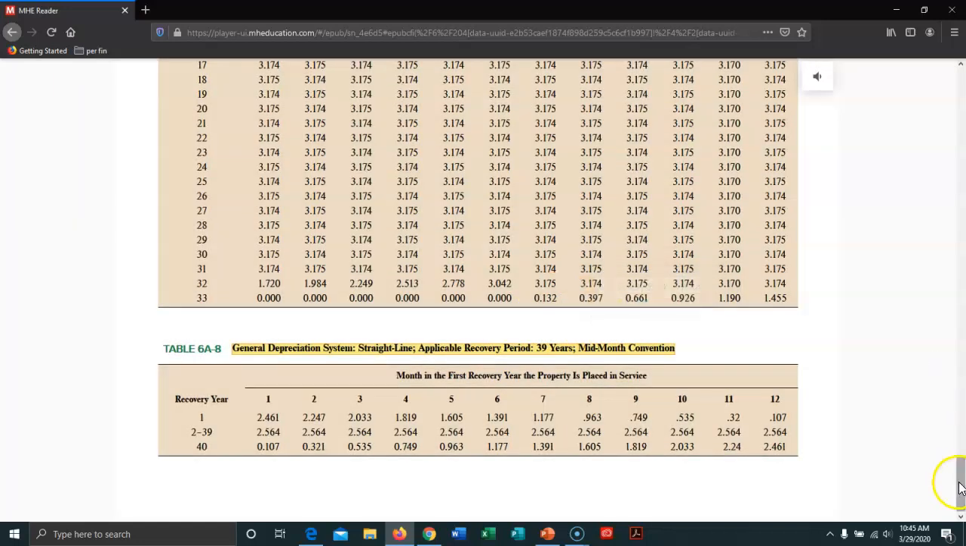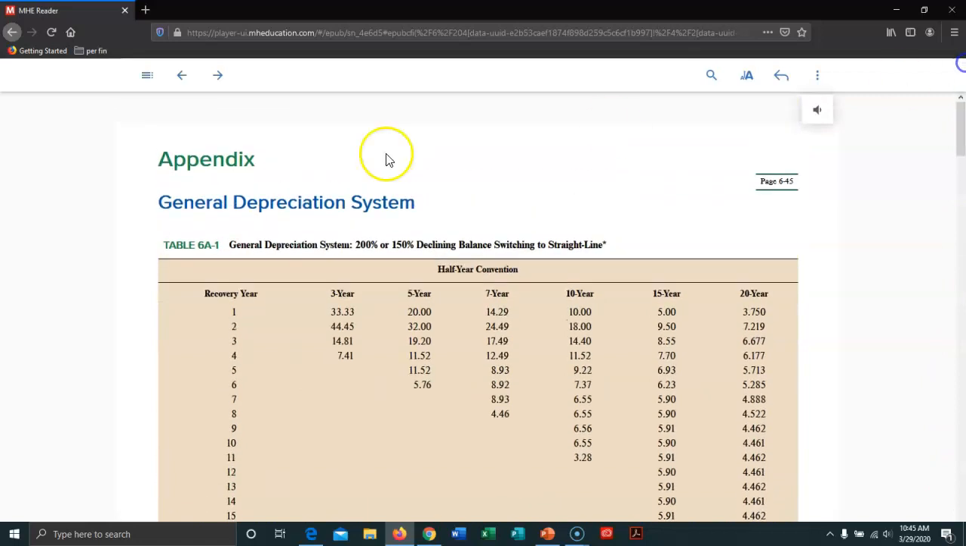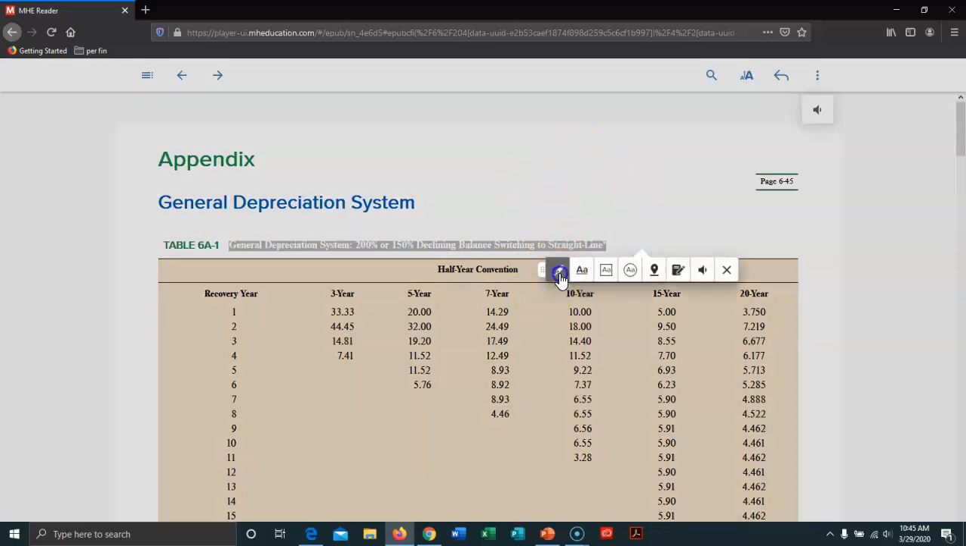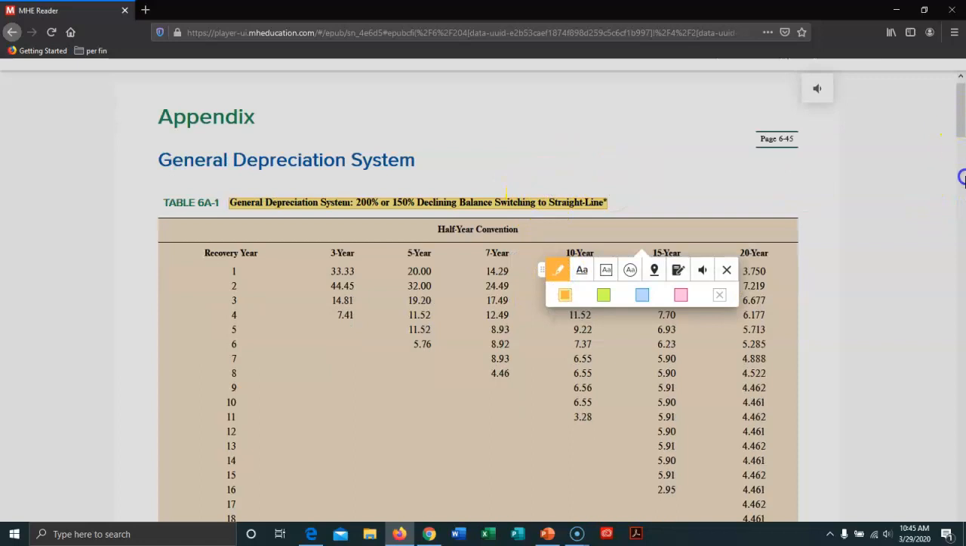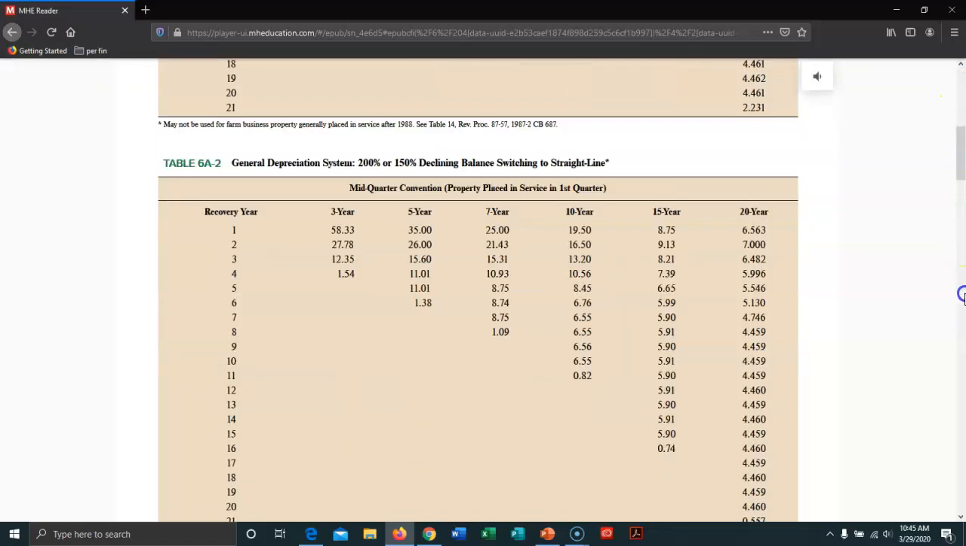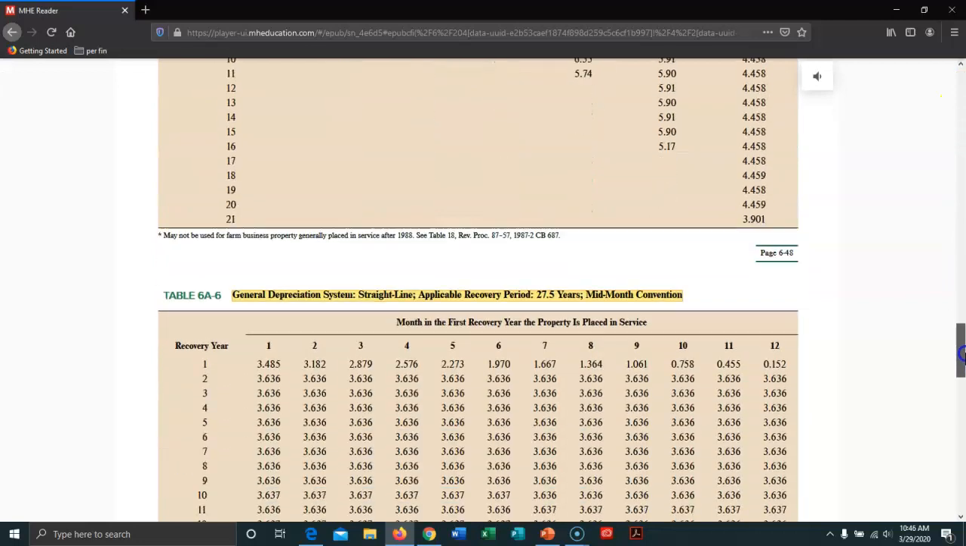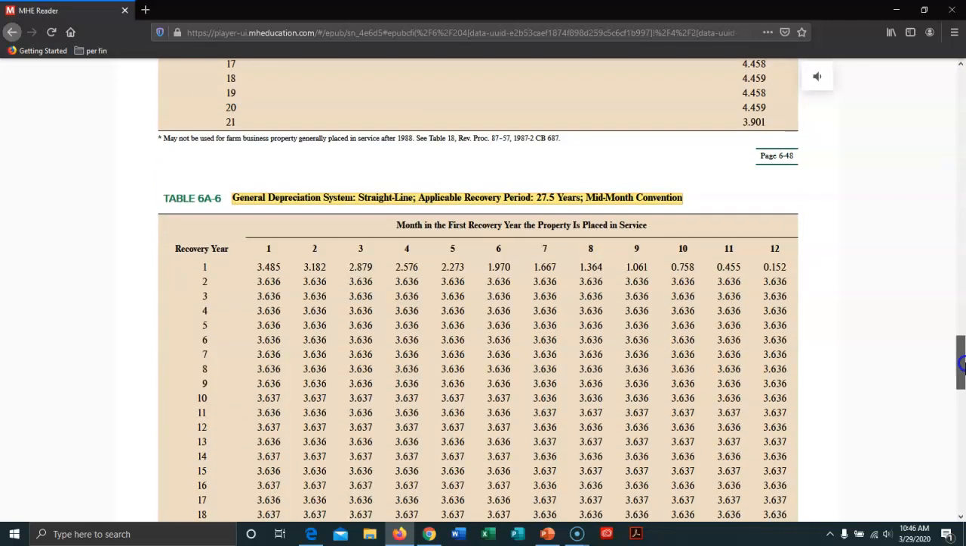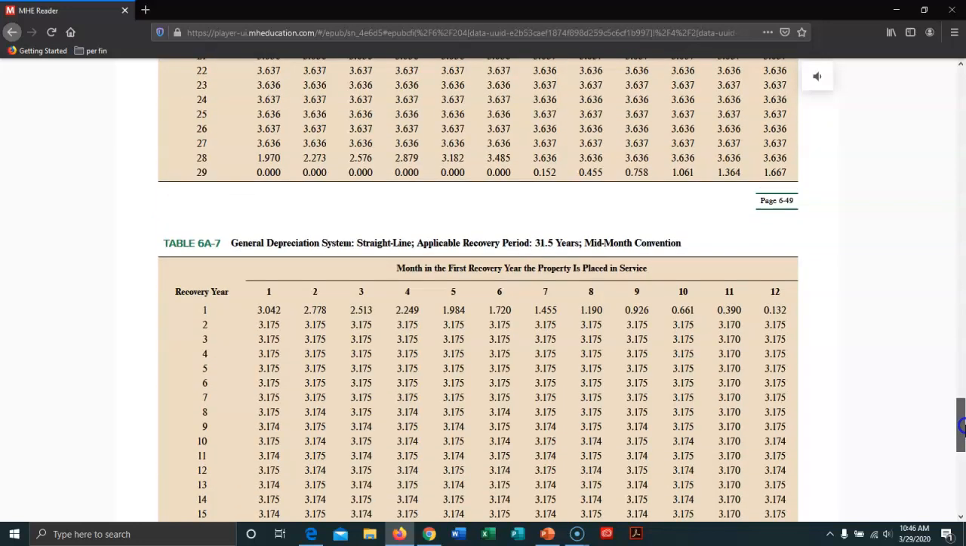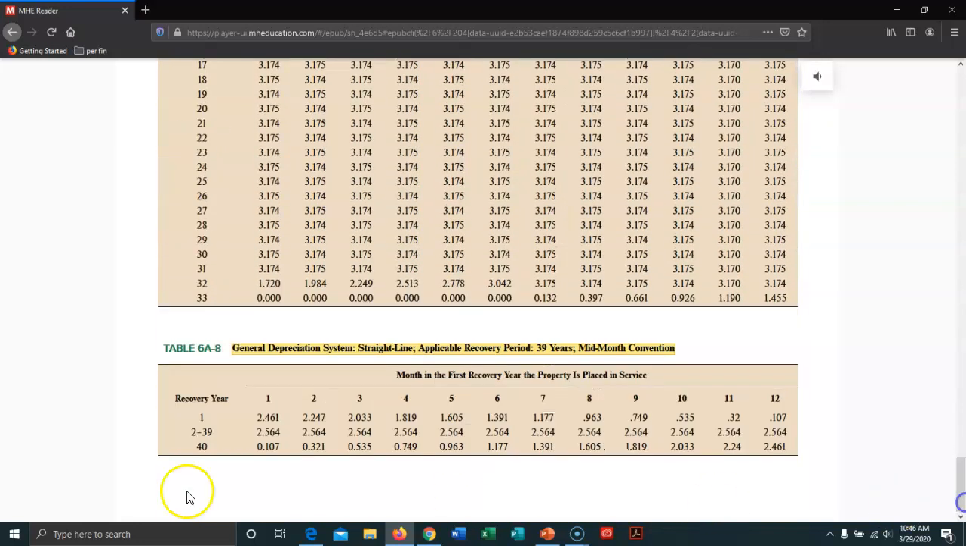So just a quick recap, we're always going to use table 6A-1, and this is going to be for personalty, right? Then the next table that we're going to use, we're going to scroll down, never mind these other ones for right now, and we're going to go down here to table 6A-6 when we're talking about residential real estate, and then we will use 6A-8 at the bottom here when it relates to non-residential real estate. All right, so those are the ones that we're going to use.